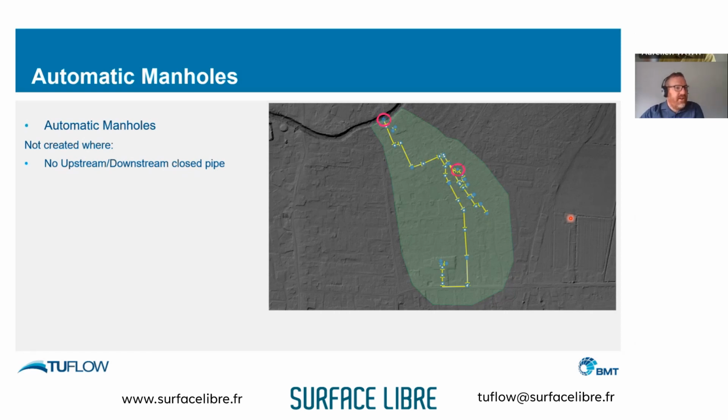So you can turn that off as well if needs be. Okay. Thank you. And there's also another location here where one doesn't. So in this case, we do have an upstream. We do have a downstream closed pipe, but no manhole's been generated.